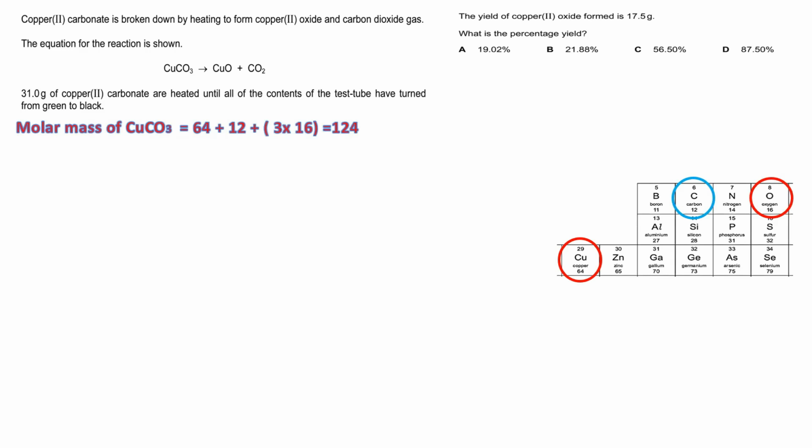The sum equals 124. The same method is used to calculate the Mr of CuO, copper(II) oxide. Here, the molar mass of CuO equals 64 plus 16 equals 80. This is the first step: calculation of Mr of both compounds, the reactant that decomposes, copper(II) carbonate, and the product obtained from this equation.